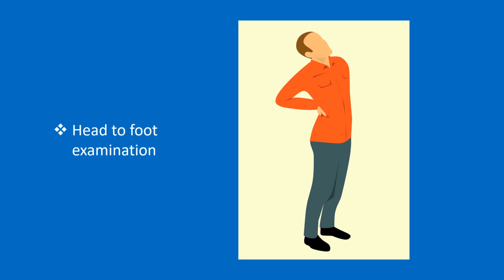General appearance of the person will give you an idea on whether emergency management is needed or not. Do not wait for detailed evaluation if the person is moribund. Start resuscitatory measures along with your assessment. General examination can proceed in a head-to-foot order so that important points are not missed.